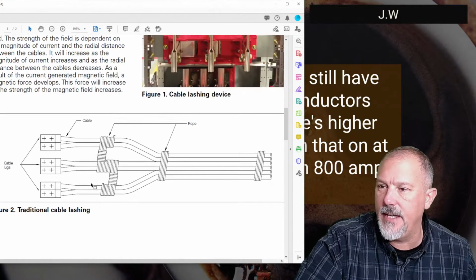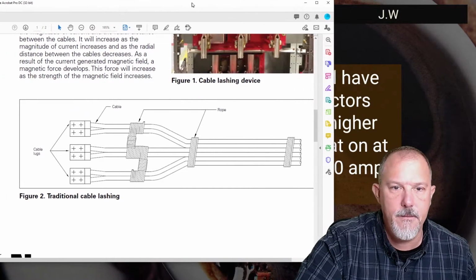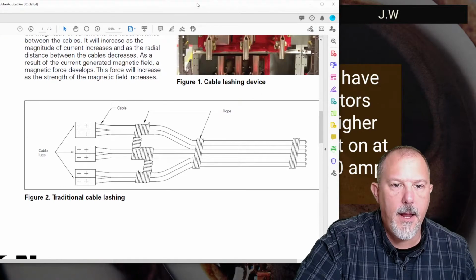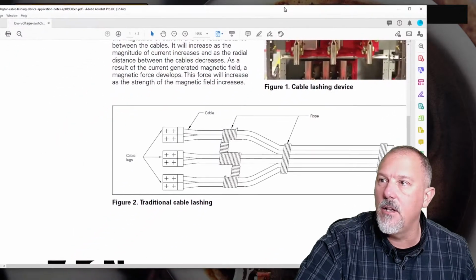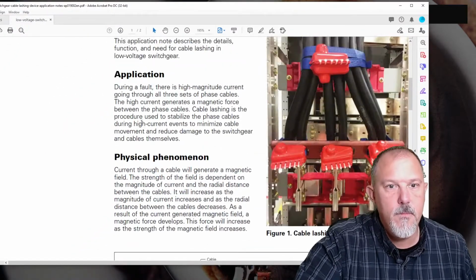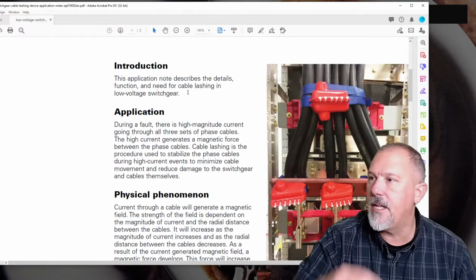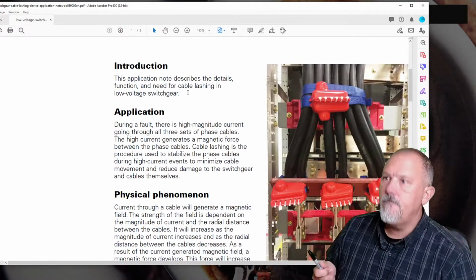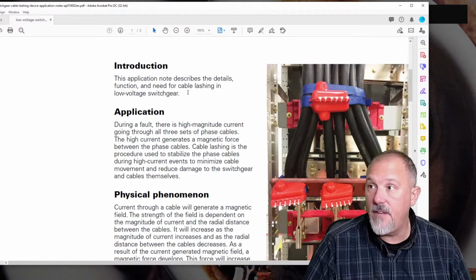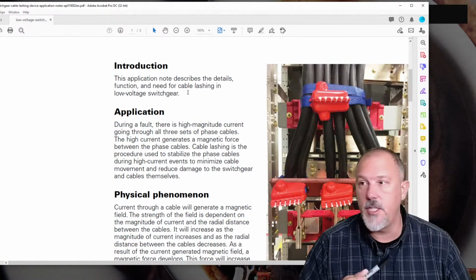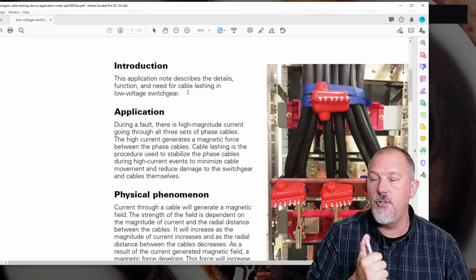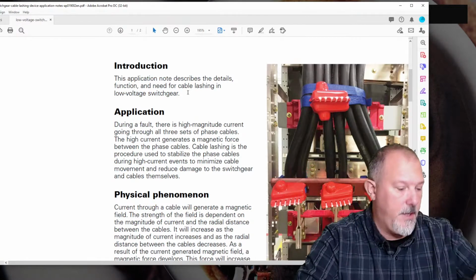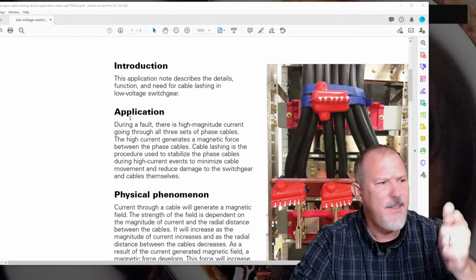Cable lashing device. Look at this cable lashing. And let's take a look at this app note. So this says, this application note describes the details, function, and need for cable lashing in low voltage switchgear. During a fault, there's a high magnitude of current. And we know this. How do we know this?